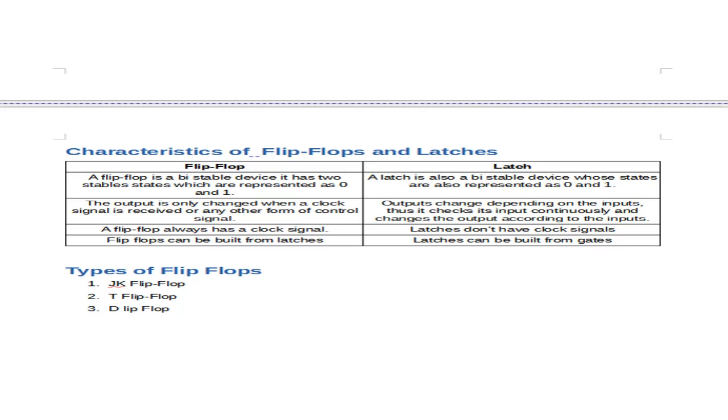For a latch, the output changes depending on the input. Thus, it checks the inputs continuously and changes the output according to the inputs. A flip-flop always has a clock signal. Latches do not have clock signals. A flip-flop can be built from latches, and latches are built from gates.